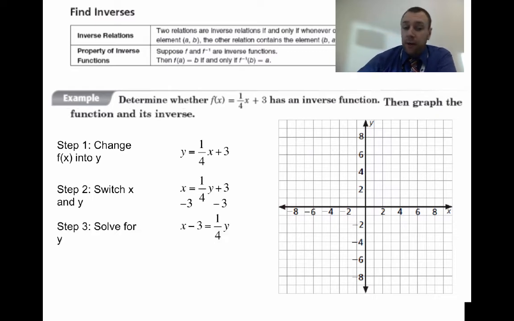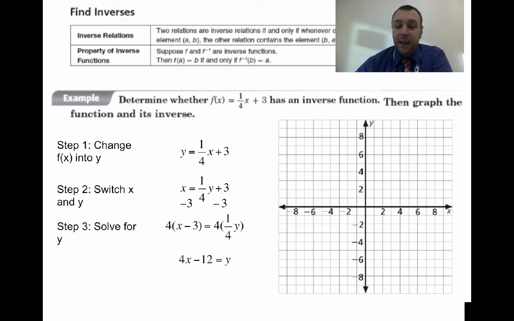So I'm going to subtract 3 on both sides. I get x minus 3 equals 1/4 y. And then, because it's 1/4, I'm going to multiply both sides by 4. I'm going to be left with 4x minus 12 equals y. This is my inverse. You see that I swap the x and the y.